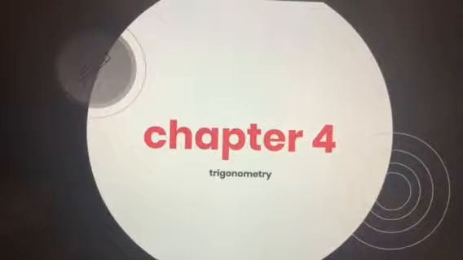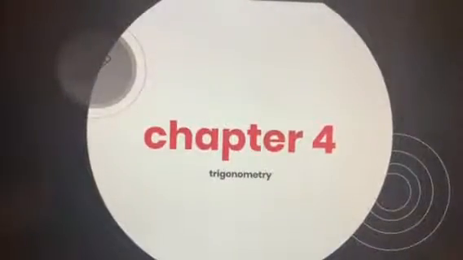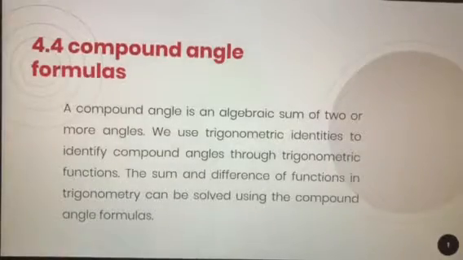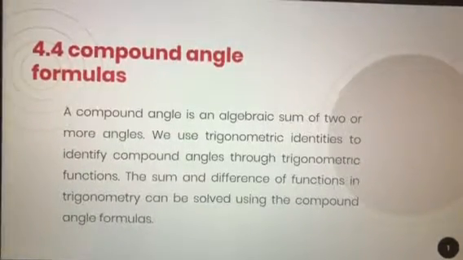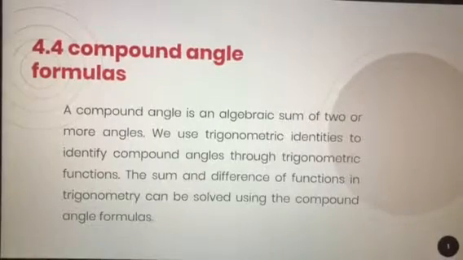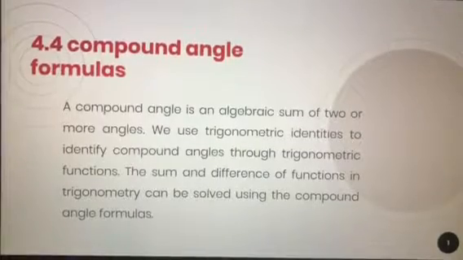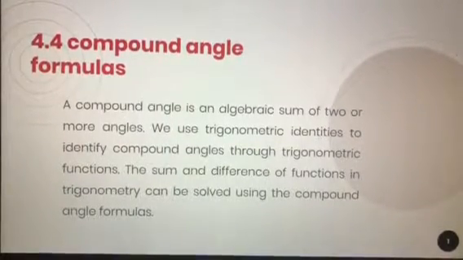Welcome to this video. Today we'll be doing Chapter 4 Trigonometry, Section 4.4 Compound Angle Formulas. A compound angle is an algebraic sum of two or more angles. We use trigonometric identities to identify compound angles through trigonometric functions. The sum and difference of functions in trigonometry can be solved using the compound angle formulas.